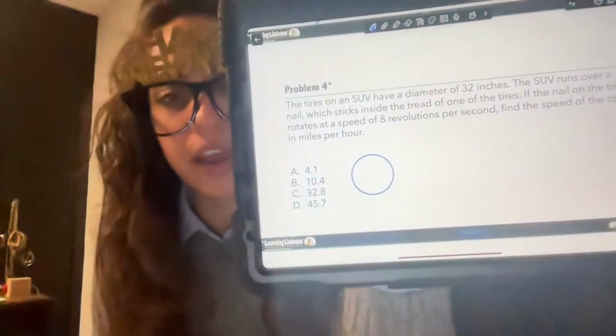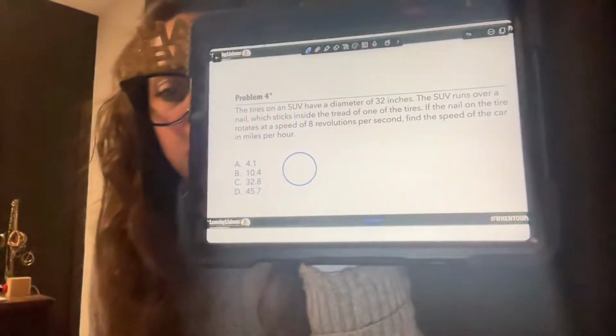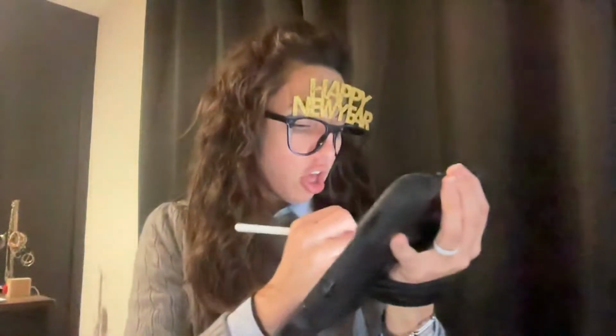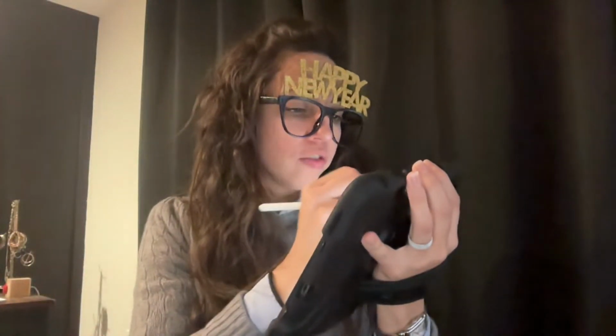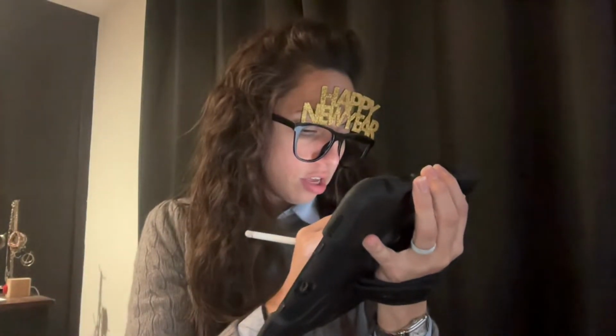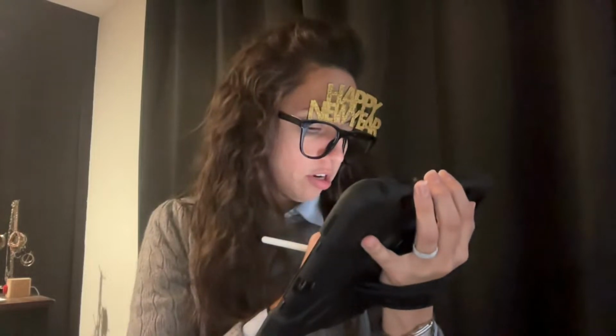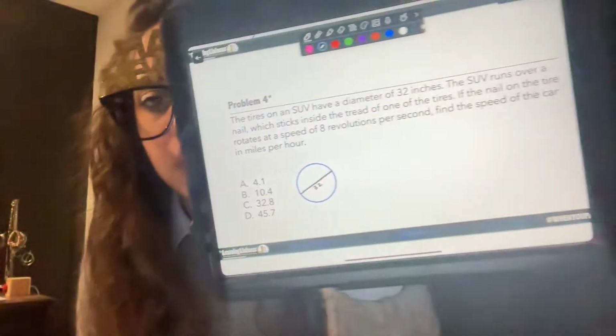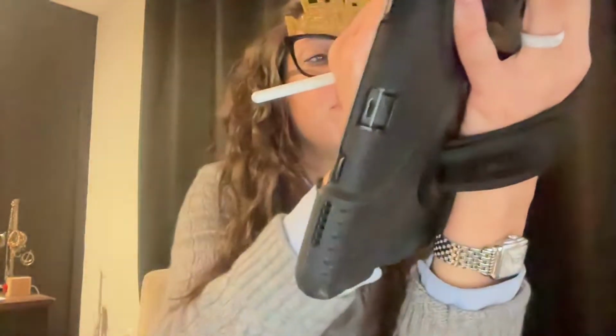Okay, here's my tire, right? And it has a diameter of 32 inches. You're not sure where to start? Draw a tire and write diameter equals 32 inches, right? There's my diameter. The SUV runs over a nail.